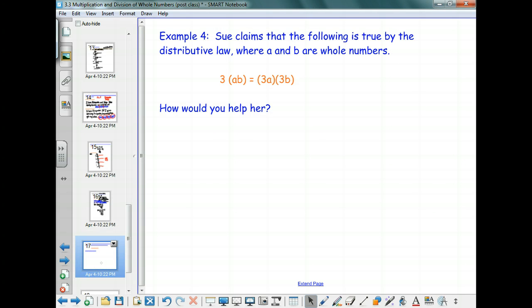Sue claims the following is true by the distributive law, where A and B are whole numbers. 3 times the quantity AB equals 3A times 3B. How do you help her? Okay, so what's wrong with what she does have then?